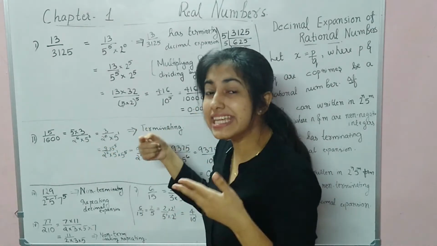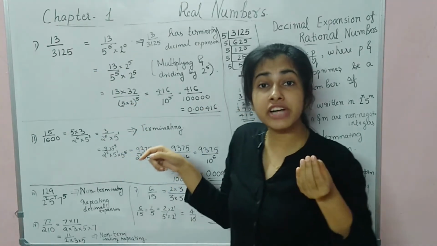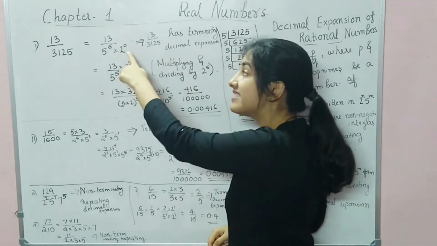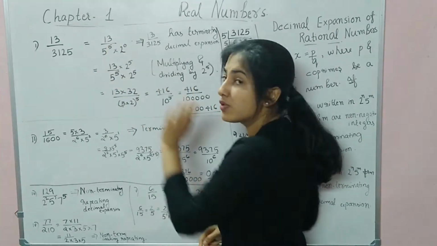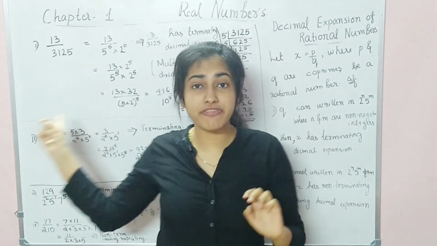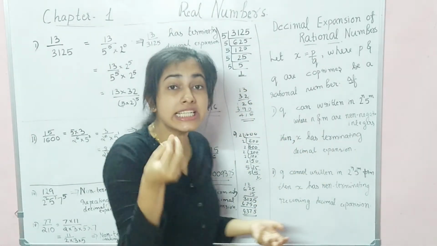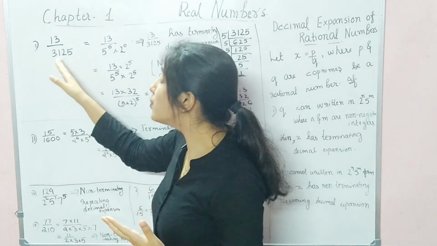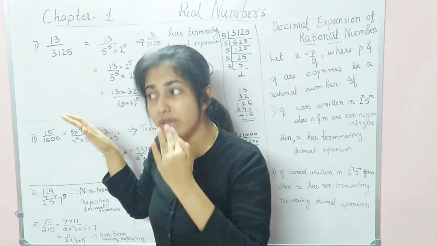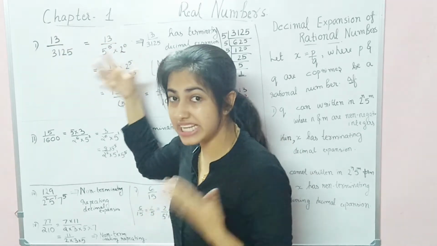In order to make it in that form, I have written the prime factorization of the number 3125 in the form 5 raised to 5 into 2 raised to 0. Here n is equal to 0 and m is equal to 5. n and m are non-negative integers. Comparing this prime factorization with this, I can infer that x has a terminating decimal expansion. Since q when prime factorized, I got it in the form 2 raised to n into 5 raised to m, the decimal expansion of this number will be terminating.